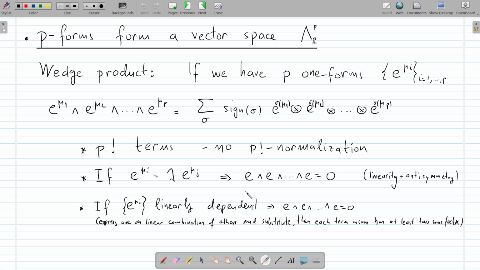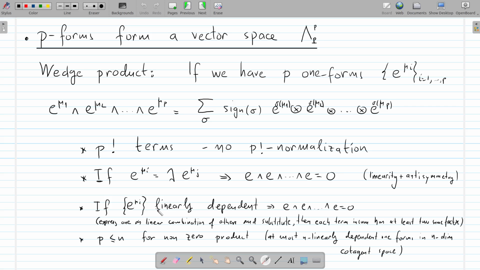And from that we conclude that if the E mu I are linearly dependent, the wedge product is also equal to 0. And that can be easily seen by expressing any of those as a linear combination of the others, which is possible because they are linearly dependent. And we substitute that in the definition of the wedge product. And by the linearity that the wedge product has, we see that every term contains at least 2 equal vectors. And so each term is equal to 0 separately, and the wedge product is 0.